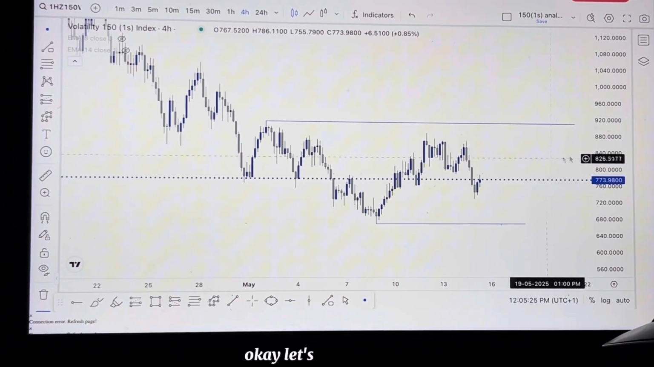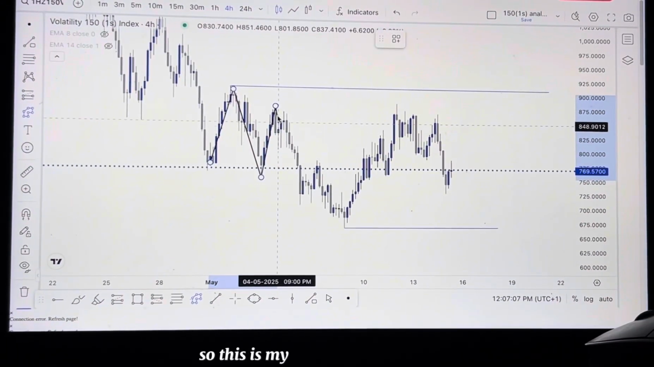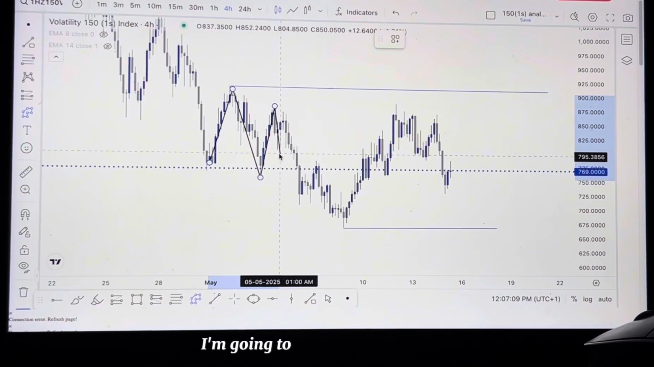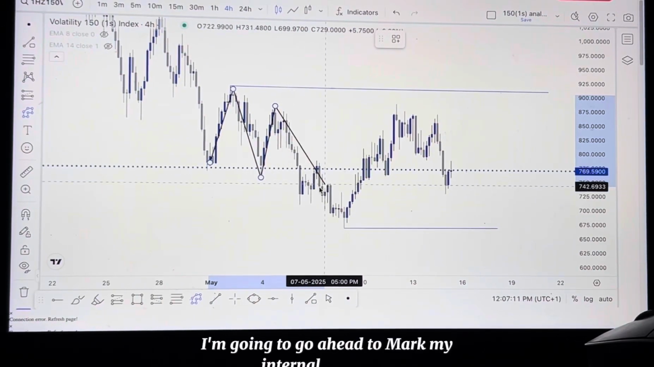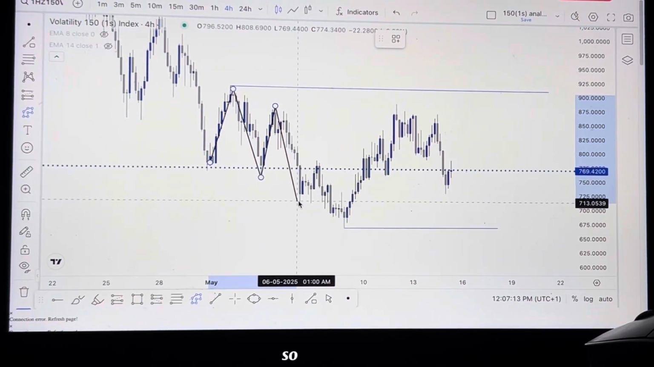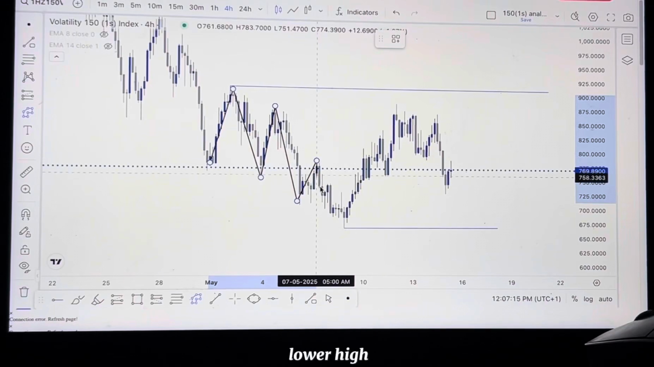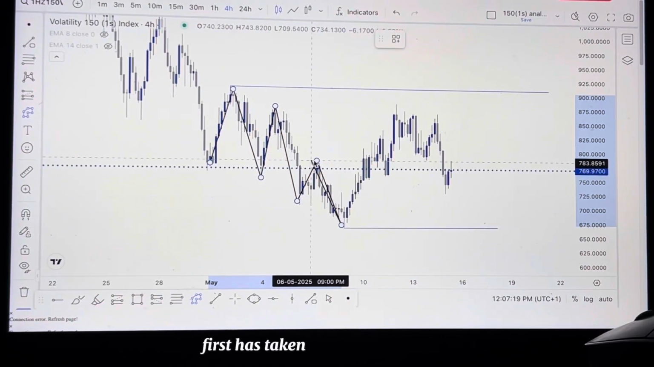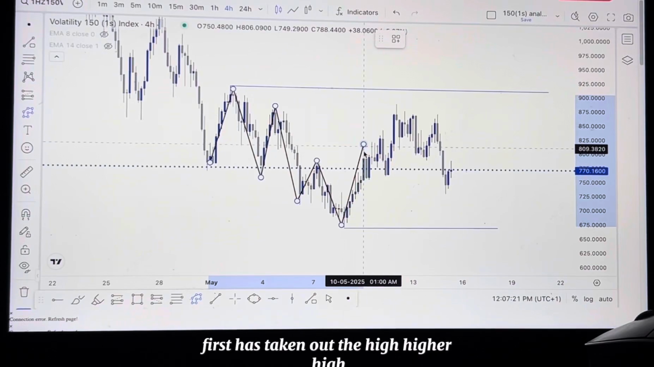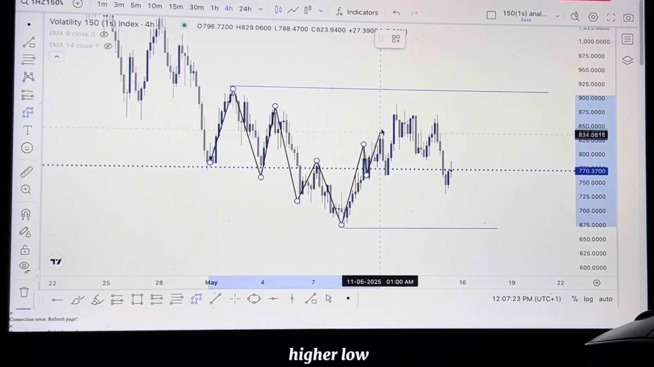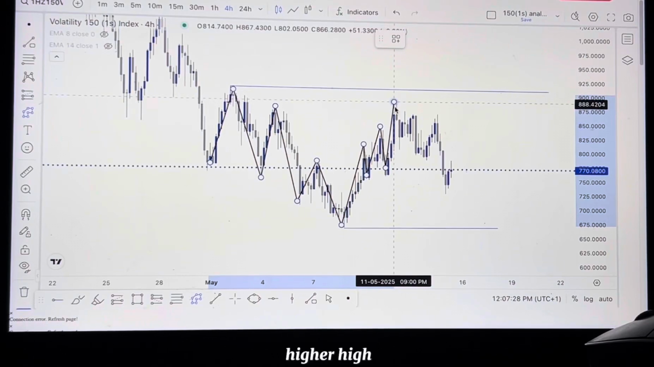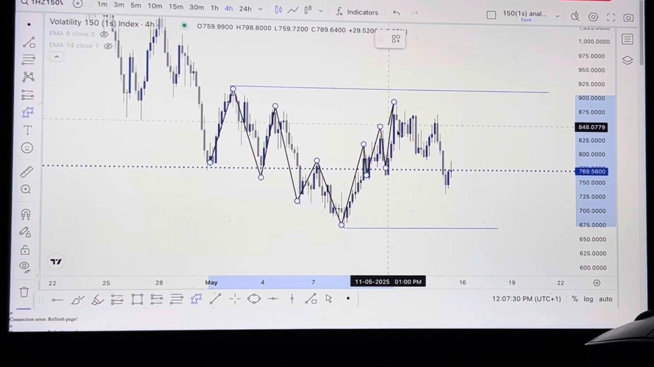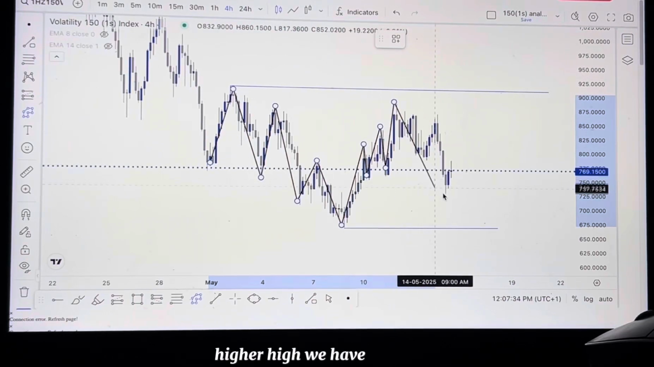Okay, let's keep it going. So this is my 4-hour swing structure. I'm going to go ahead and mark my internal structures. So lower low, lower high, lower low. Price has taken out the high, higher high, higher low, higher high, higher low, higher high, higher high. We have a lower low.